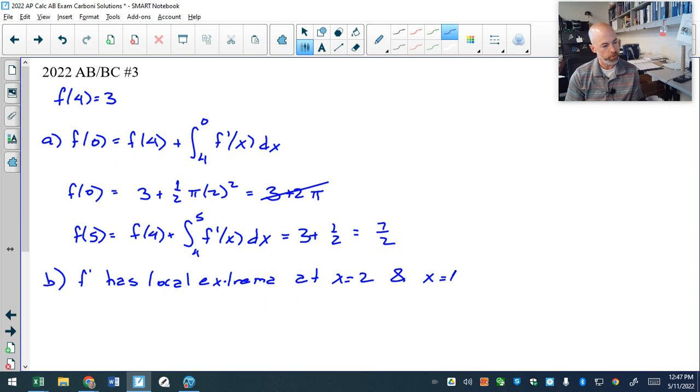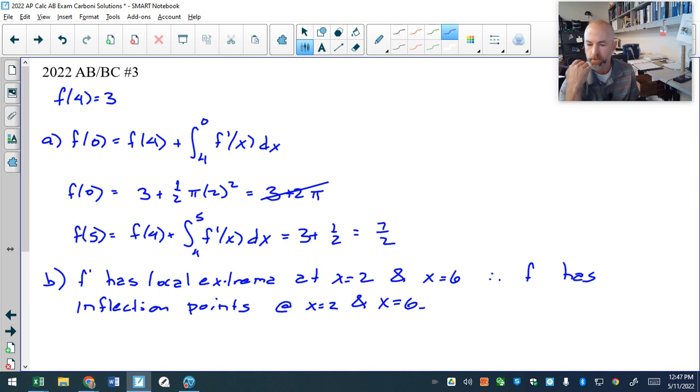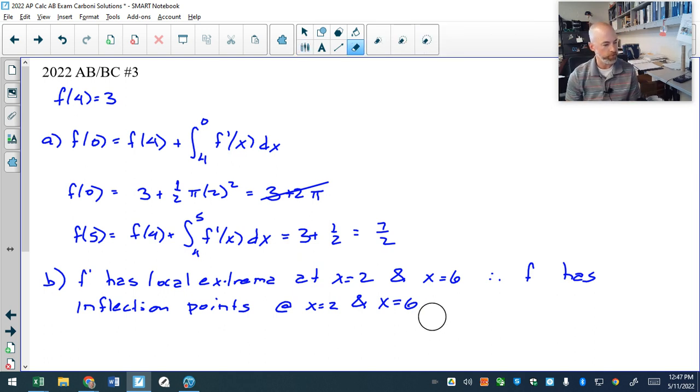That is a non-differentiable point. However, that is still a local maximum, even though it is a corner. F prime has local extrema at x equals 2 and x equals 6. Therefore, F has inflection points at x equals 2 and x equals 6. Let me double check that. Find all x coordinates of inflection points.